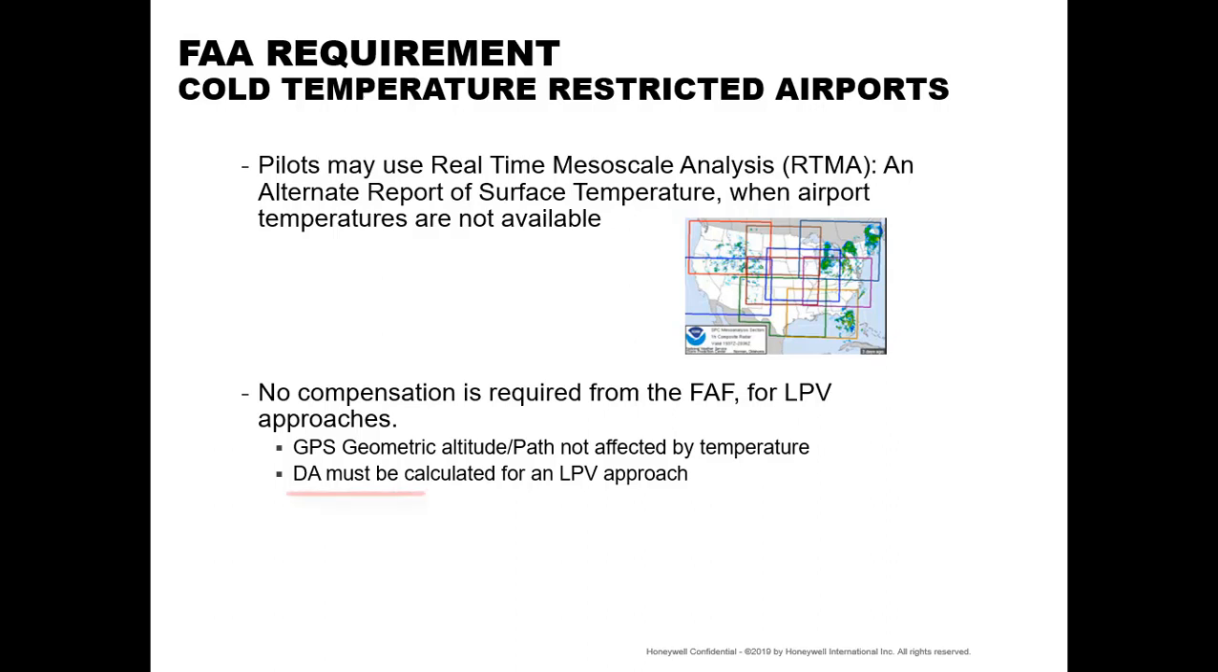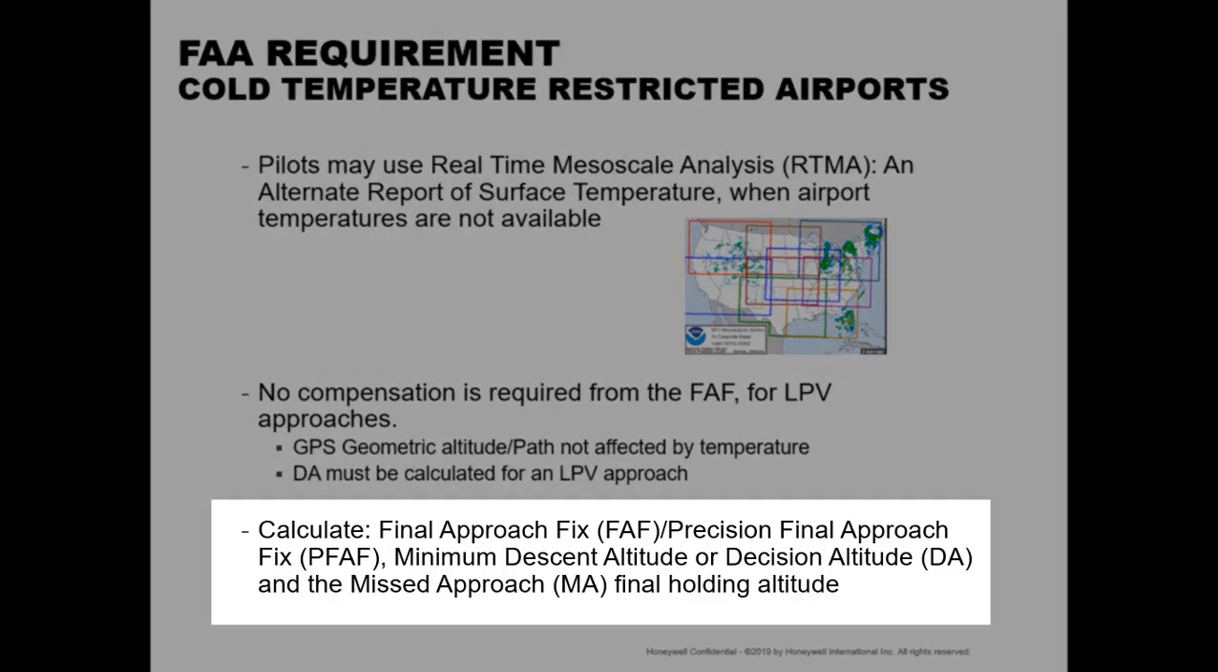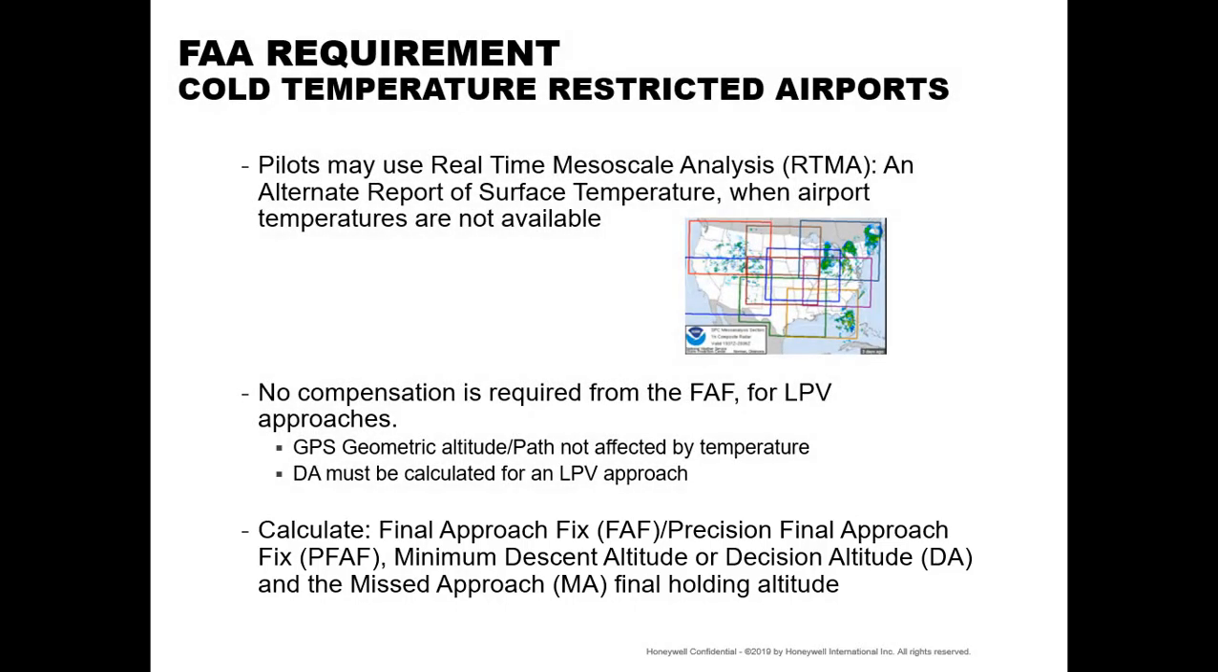It is also important to know that the decision altitude, or the DA, must be compensated. Calculations will need to be made for the final approach fix, the precision final approach fix, the minimum descent altitude or decision altitude, and the missed approach final holding altitude wherever cold temperature corrections are required. It is important to note this is also true for ILS approaches. While the glide slope may be fixed, the decision height must be adjusted manually since it is a manual input by the pilot.